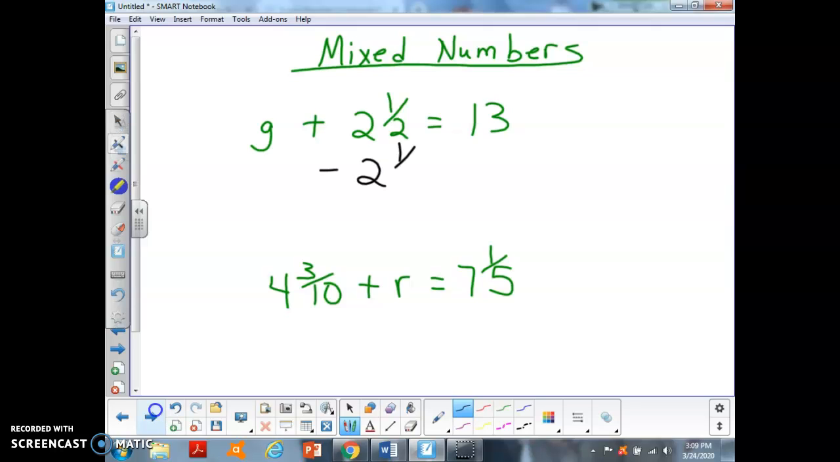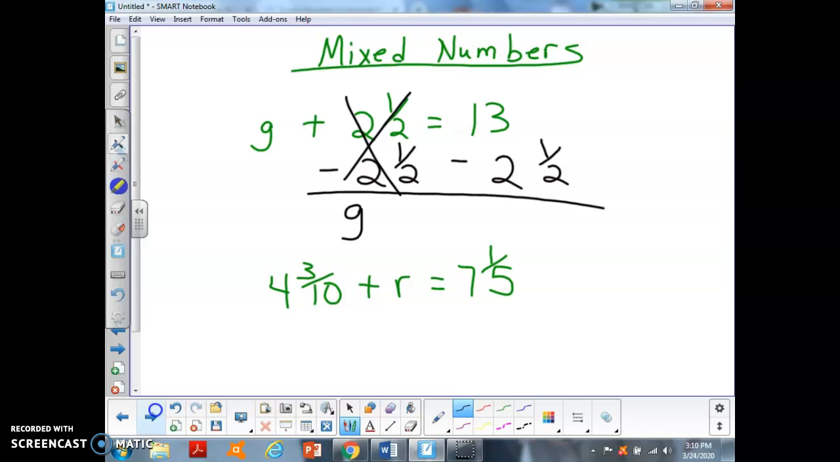This is easy. 2 1/2 minus 2 1/2. Yeah, that's going to be 0. But over here, line up my whole numbers, and the fraction goes off to the side. All right, over here, I can do this. 2 1/2 minus 2 1/2. I take away that, I'm going to end up with 0. All I have left is my g, the unknown variable.